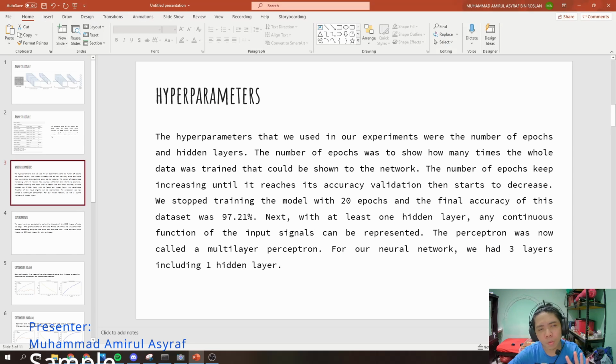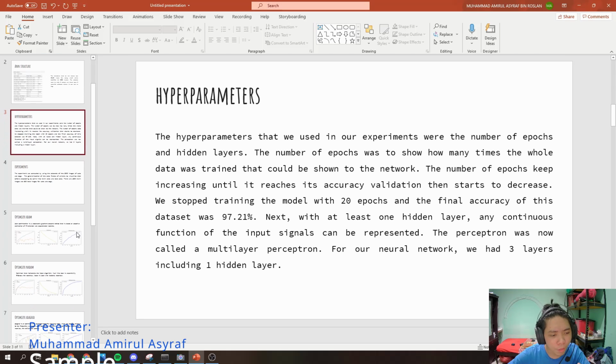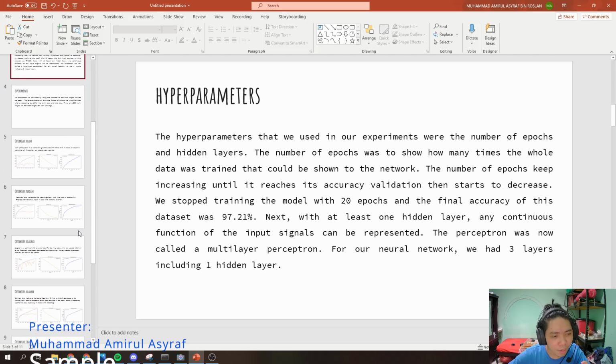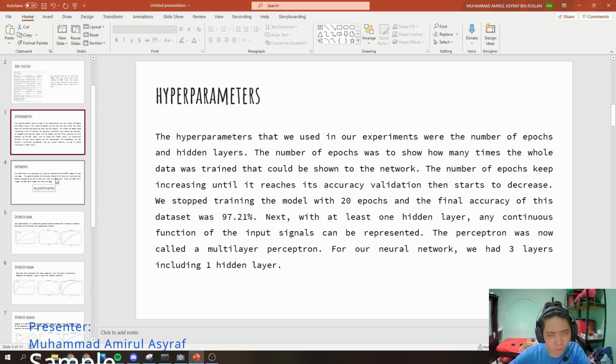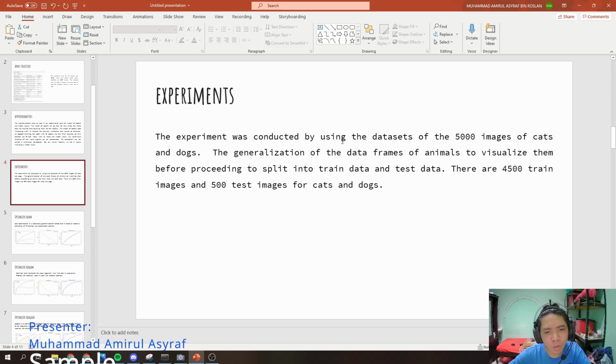We have 5 optimizers that we use, which are Adam, Adadelta, Adagrad, Adamax, and SGD. So we try to find which one is more accurate from these 5 optimizers. Others will be fixed. The experiment was conducted using a dataset of 5000 images of cats and dogs. Like I said before, the validation split is 10%. That means 90% of it will be the training set and 10% of it will be the validation set.